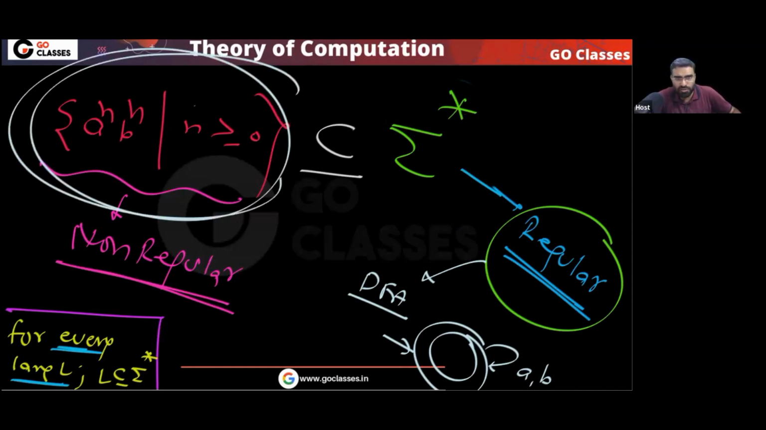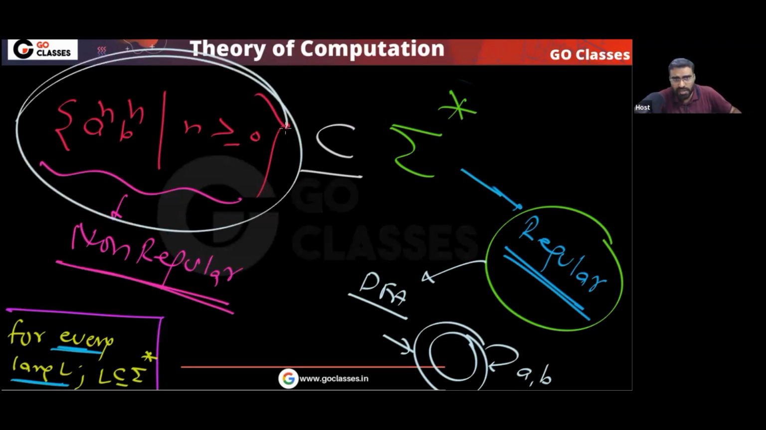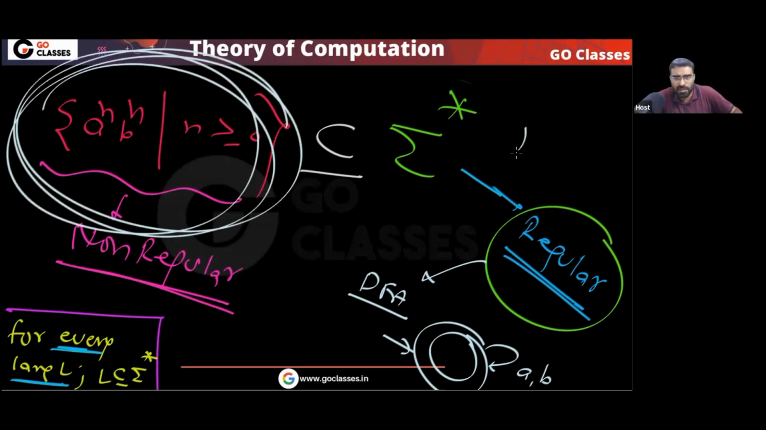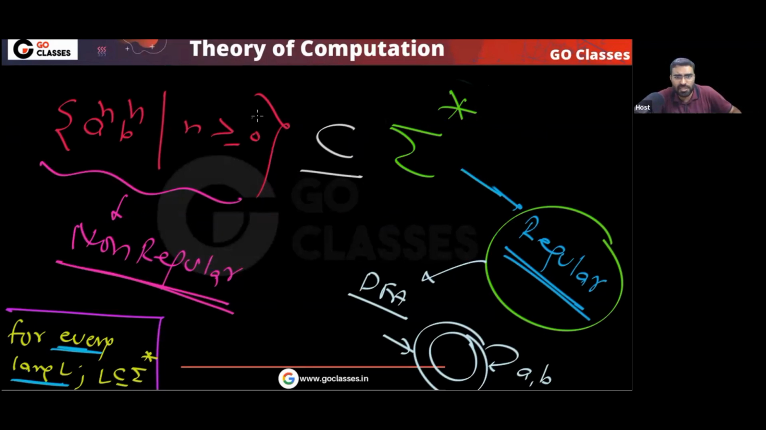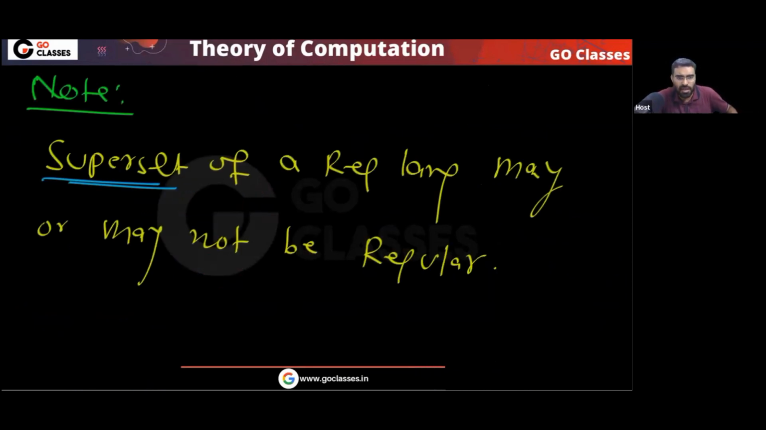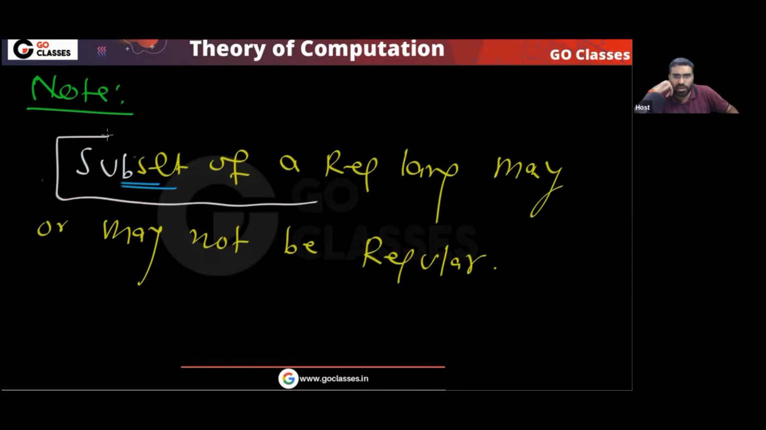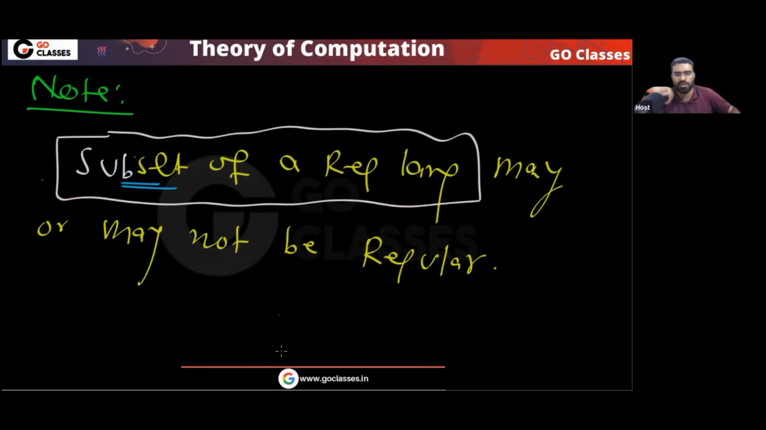This is a subset of sigma star. Look at this language. This language is a subset of a regular language, but still this language is non-regular. So finally, what can I say? I can say a subset of a regular language may or may not be regular. Yes or no? A subset of a regular language may or may not be regular. So this is your final question.